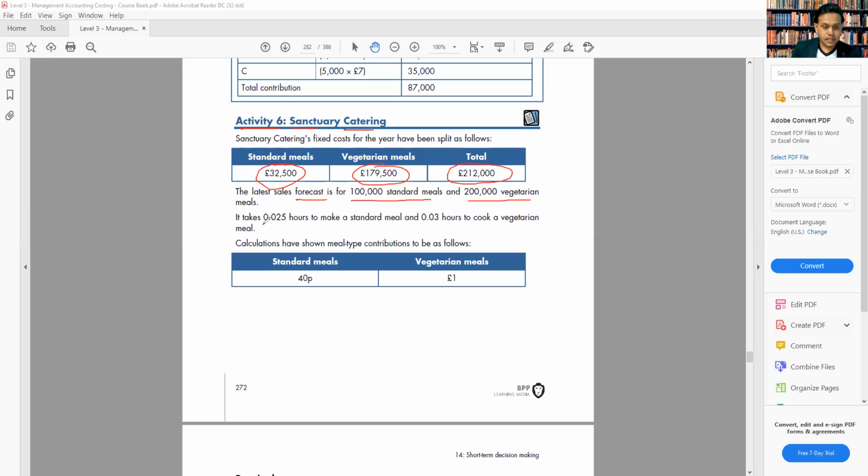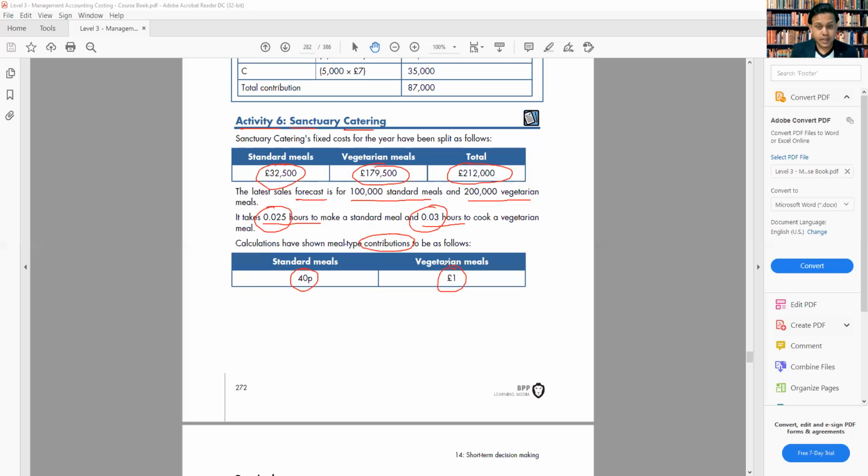It takes 0.025 hours to make a standard meal. To make one standard meal, we spend 0.025 hours, and 0.03 hours to cook a vegetarian meal. So this is the hours we need: 0.03 and 0.025. Calculations have shown the meal type contribution to be as follows. If I sell one standard meal, my contribution is 40 pence. If I sell one vegetarian meal, my contribution is £1.